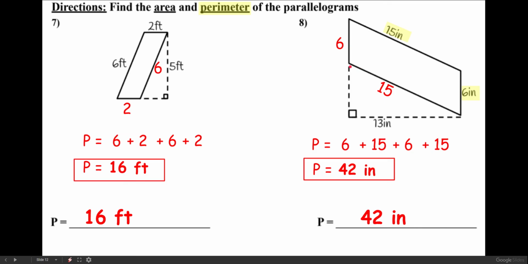All right, and that is how you find area and perimeter of parallelograms. Go ahead and try some problems on your own. Good luck.